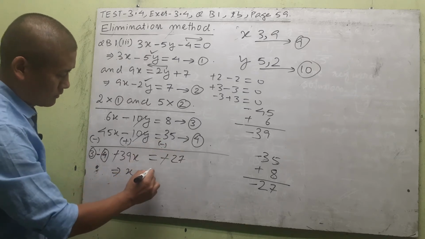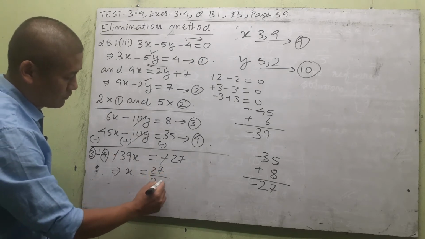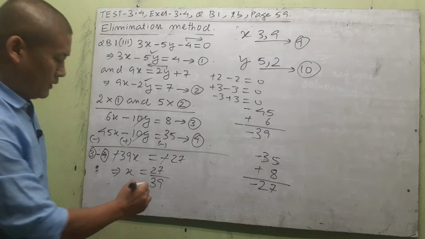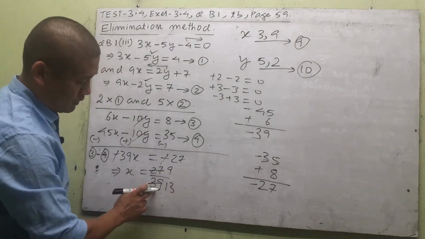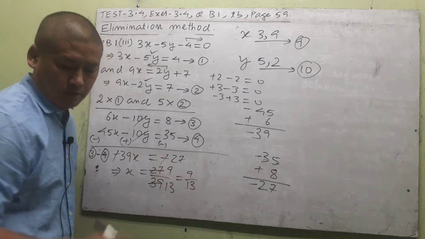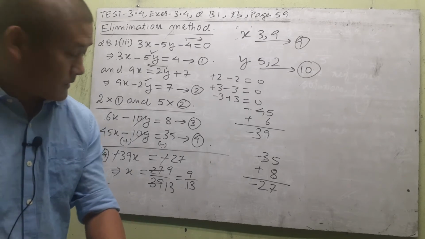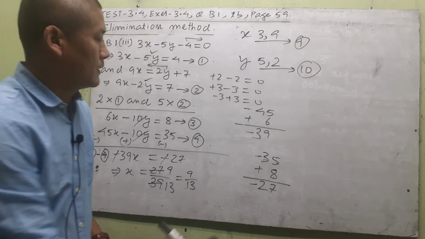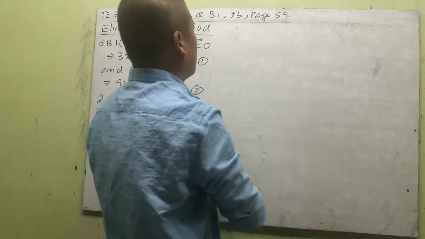Then x equal to 27, and this 39, if you shift it to the right side, will go to the denominator. Now 3 1s are 3, 3 3s are 9, 3 9s are 27. Using 3 we cancel, meaning you're getting 9 by 13. It's the same as the book answer. Yes, 9 by 13. Thus we need to find y. So write these things on your graph, okay?